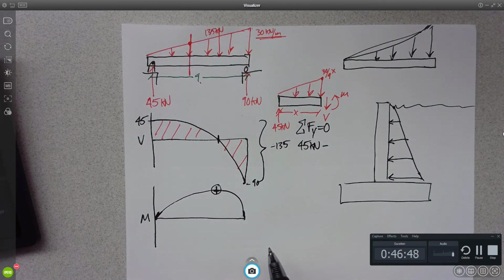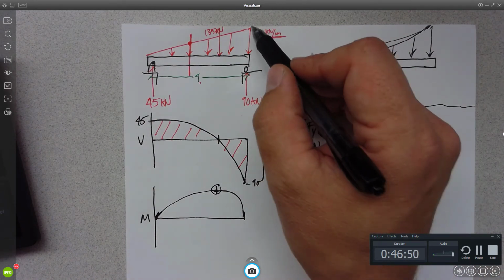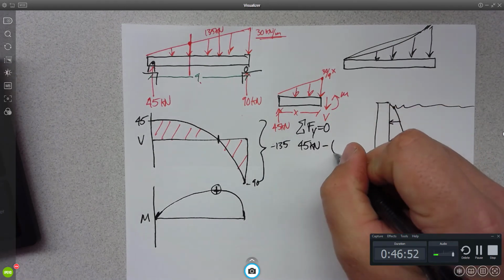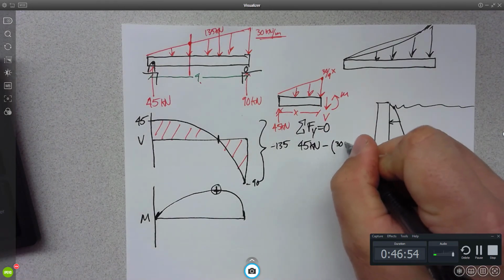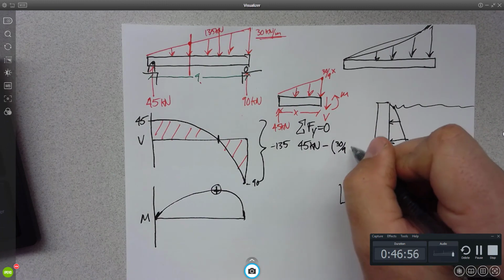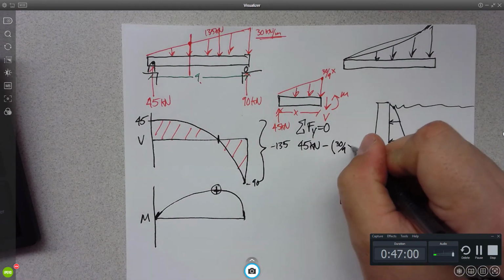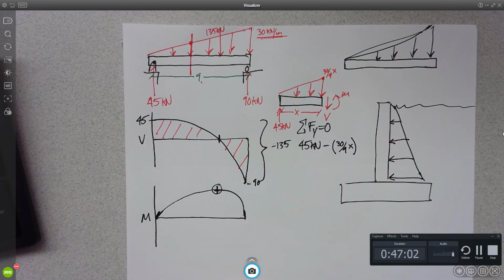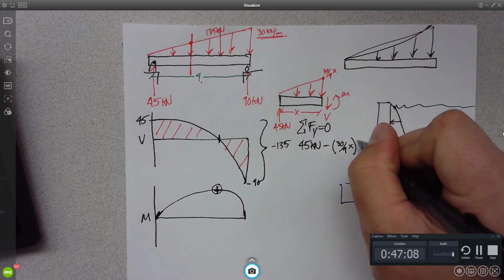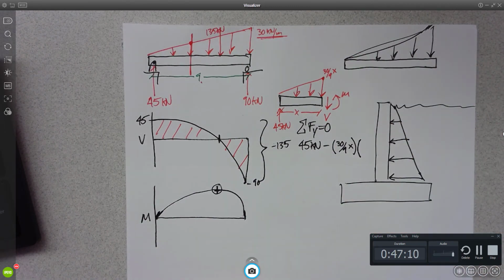Oh, geez. What's the height of the triangle? Well, the height of the triangle would be 30/9 times x, right? That's the height. What's the base of the triangle?